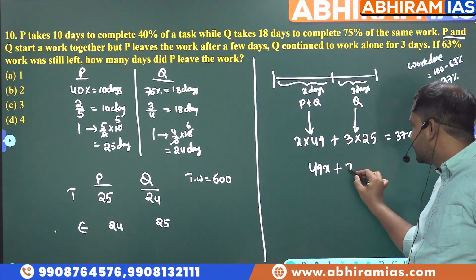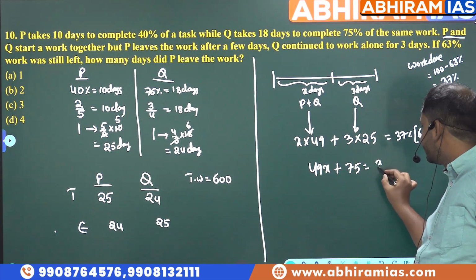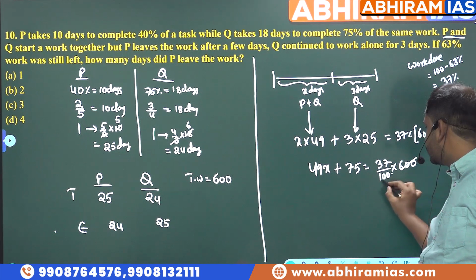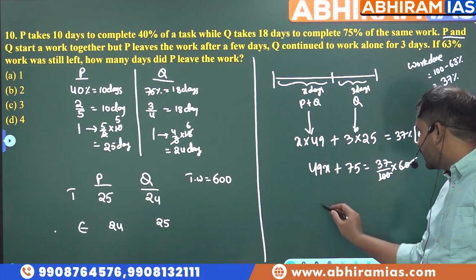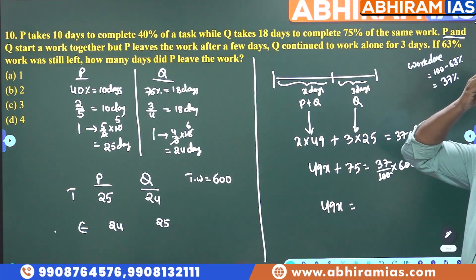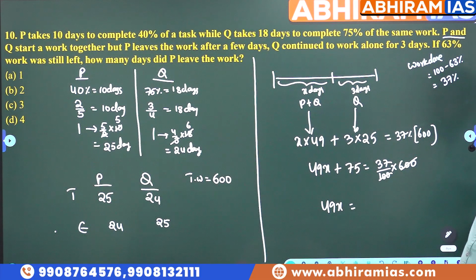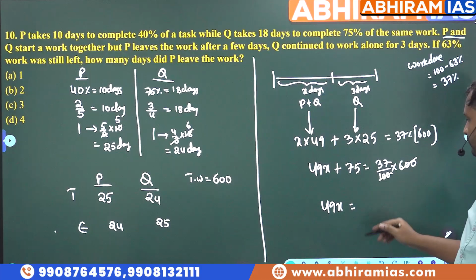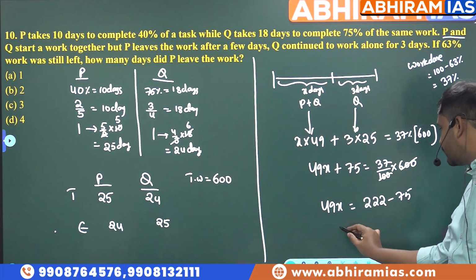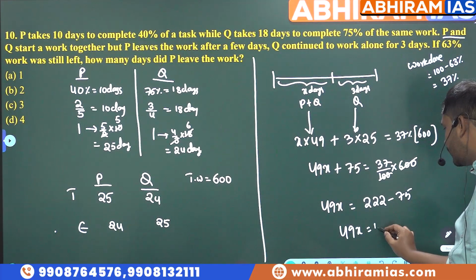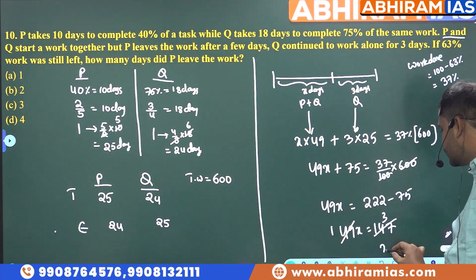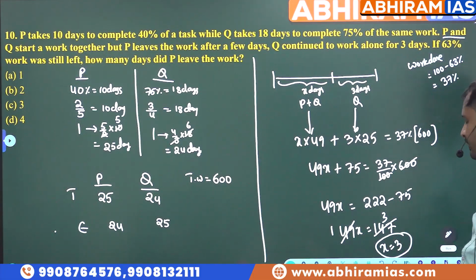49x plus 75 is equal to 37/100 into 600. 2 zeros cancel. 49x is equal to 37 into 6, do it. 180 plus 42, 222, minus 75. So 49x will become what? 147. 49 ones, 49 threes. So X will become what? 3 days. That means after how many days P left the job? 3 days.